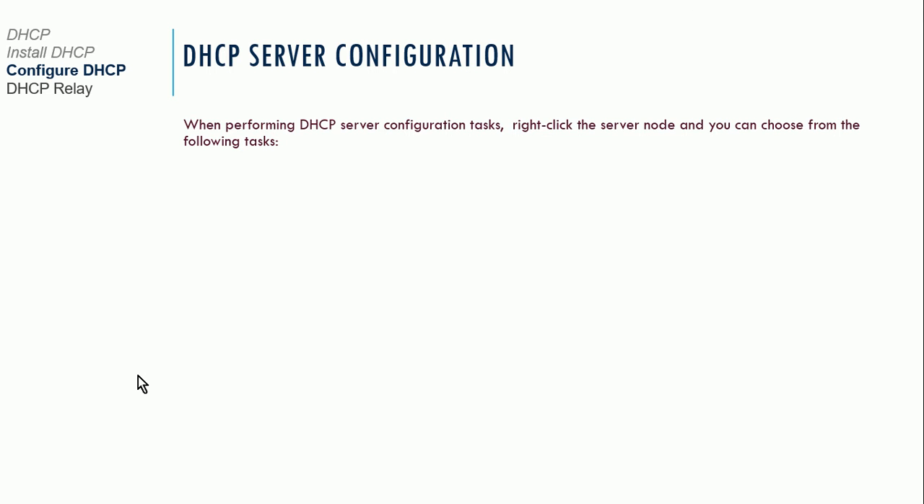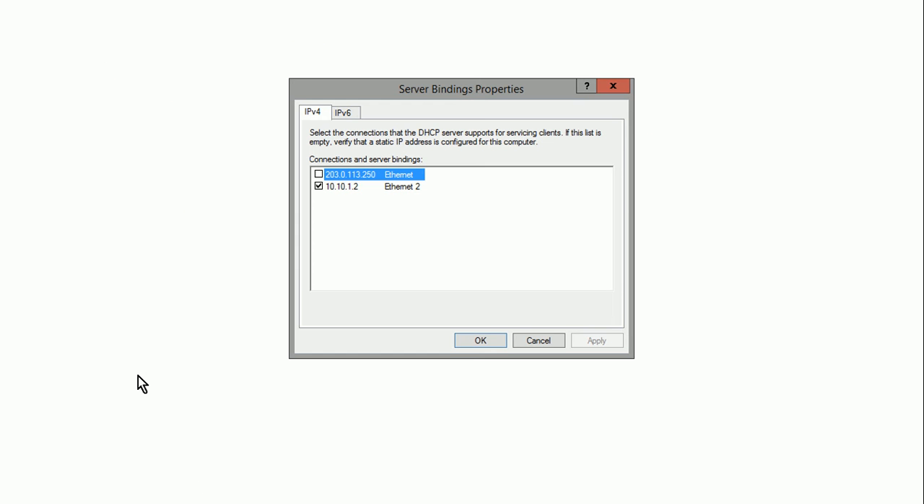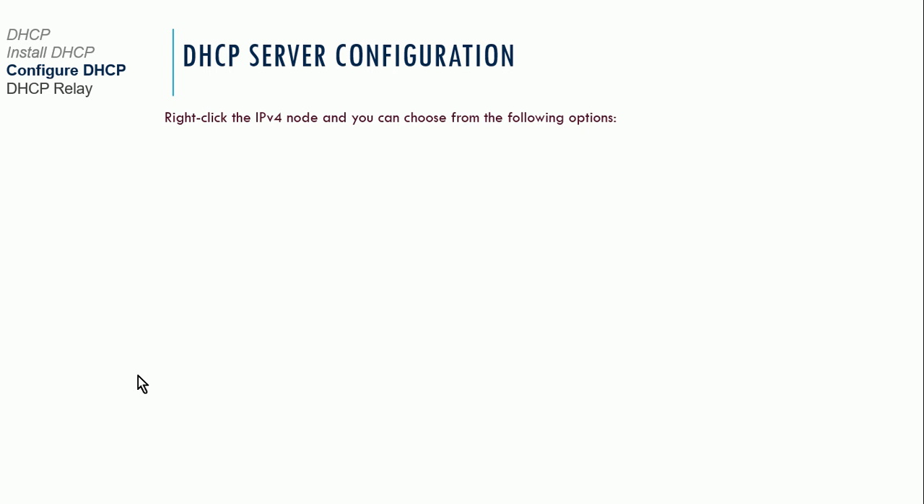When performing DHCP server configuration tasks, right-click on the server node and choose from the following tasks. You have some additional configuration tasks for this DHCP server. You can add and remove a binding. You can back up your DHCP server. You can restore, and there are some additional tasks: you can delete, refresh, or look at the properties, for example. Server bindings show which subnet we're connecting to. In this case, it's bound to 10.10.1.2, but not bound to 203.whatever, which looks like a public IP address.